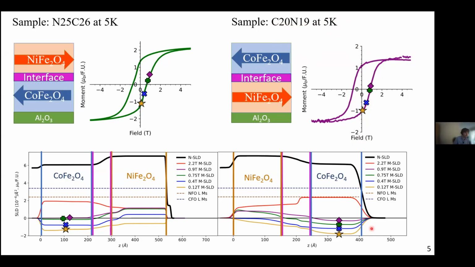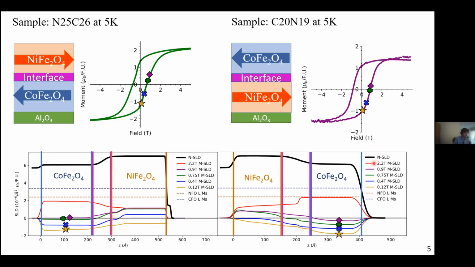Okay, so now on the bottom right, we have our PNR on this new sample. Again, in the black line, we have our NSLD. So going up, we have a region of nickel ferrite, and we have a larger chemical interface here than on the sample on the left. And then we have a region of cobalt ferrite. Great, again, our sample quality was good.